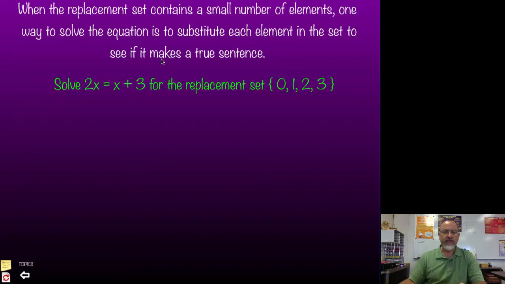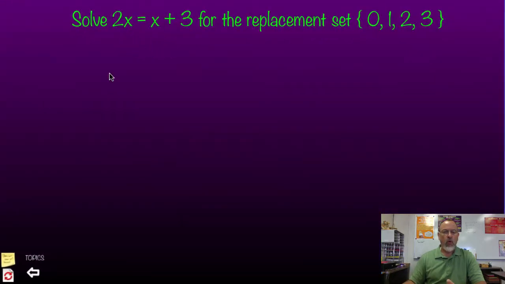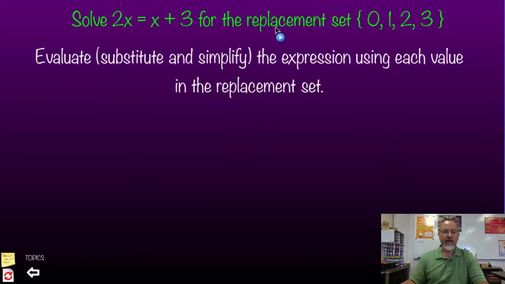All right, so for instance, if we were asked to solve the equation 2x equals x plus 3, what numbers would we substitute in for x that would make the left side and the right side have the same value? And the replacement set, the only numbers that we're allowed to put in for x, are the numbers 0, 1, 2, and 3. Okay, there's only 4 numbers there. So when there's just a small option of numbers, we can go ahead and do what we've learned before: evaluate this equation using the different values. And remember, evaluate means to substitute the number in for the variable and then simplify. We're going to see which values end up giving us a true sentence.